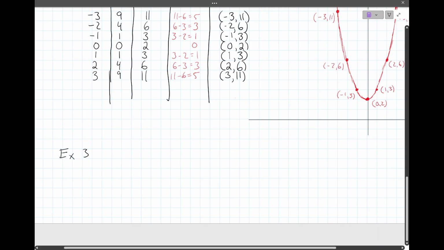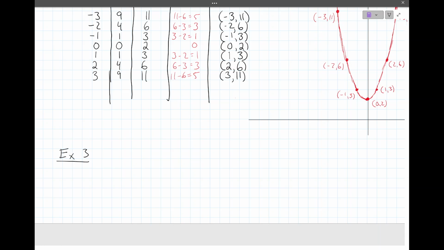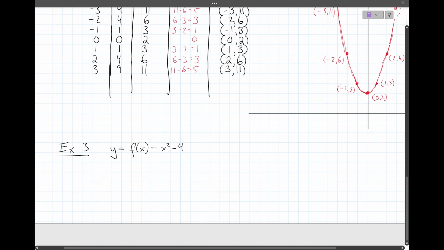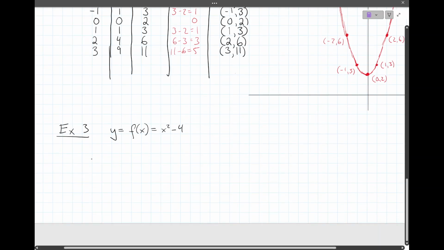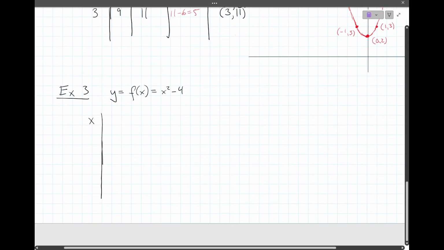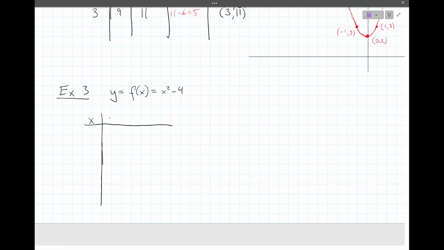So example 3. We've seen it move up. Let's try and see it move down, and that would be subtraction. So this is x squared minus 4. Making our chart, we have x. So let's make our chart here. Let's get some values. This will be y equals f of x.